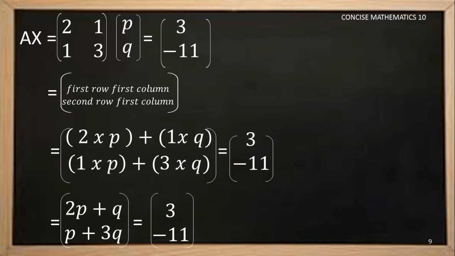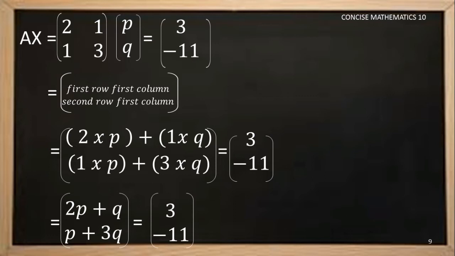So consider the corresponding elements. 2 into P plus 1 into Q, that is first row, first column. 1 into P plus 3 into Q is second row, first column. It results as 3, minus 11, that is the product, the result of A into X, which is equated to matrix B. Now try to simplify A into X.